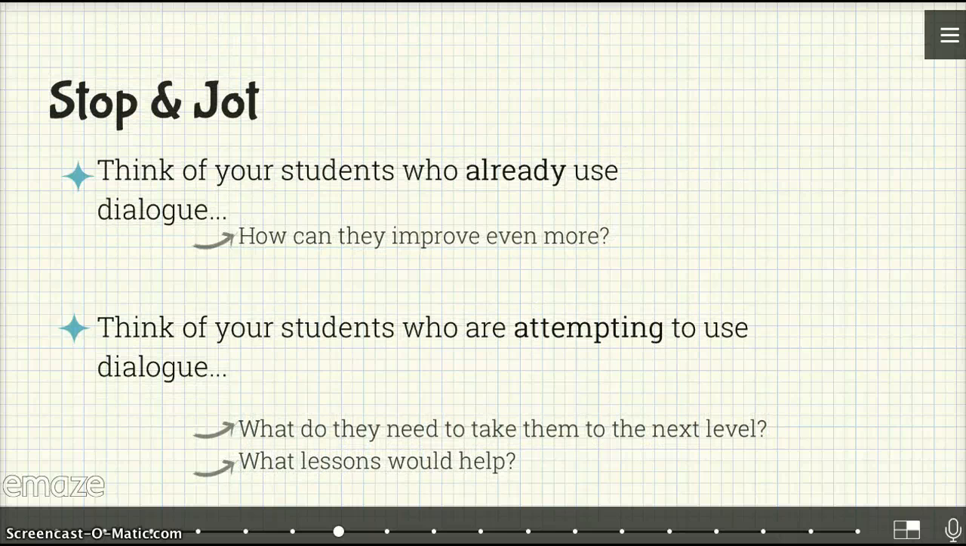So before we go on and actually talk about mini lessons and how to do mini lessons, I want us to think. If we had to categorize our students into groups, who do we think would be the ones who are already using dialogue? Then think about what ways can we really push them forward? How can we make their writing even stronger? And then think of students who are maybe attempting to use dialogue or trying it in different ways. What lessons do they need in order to be effectively using dialogue in their writing?